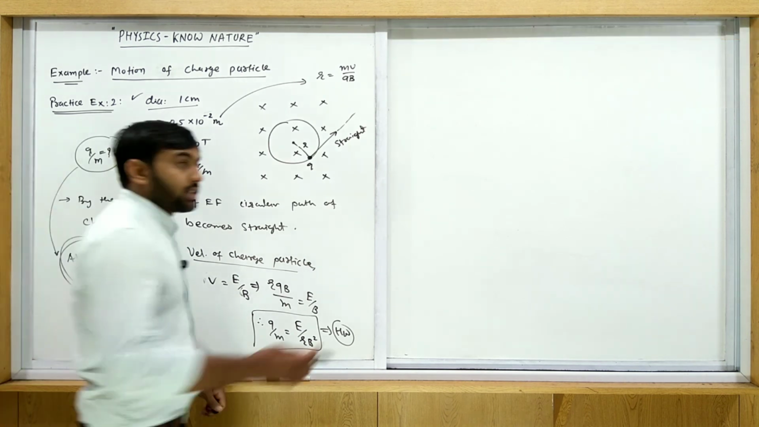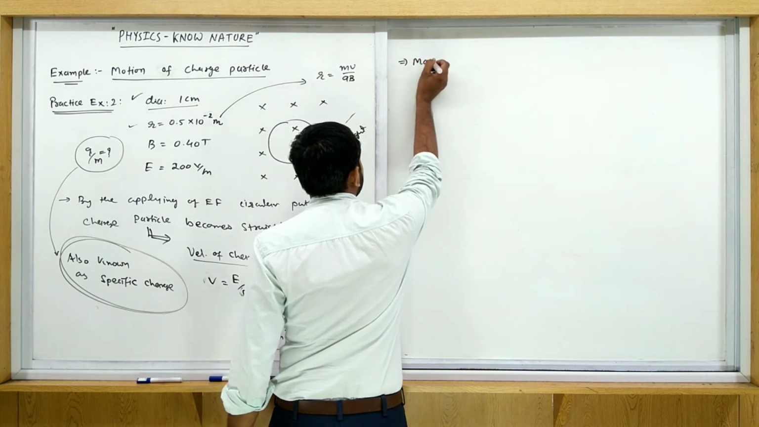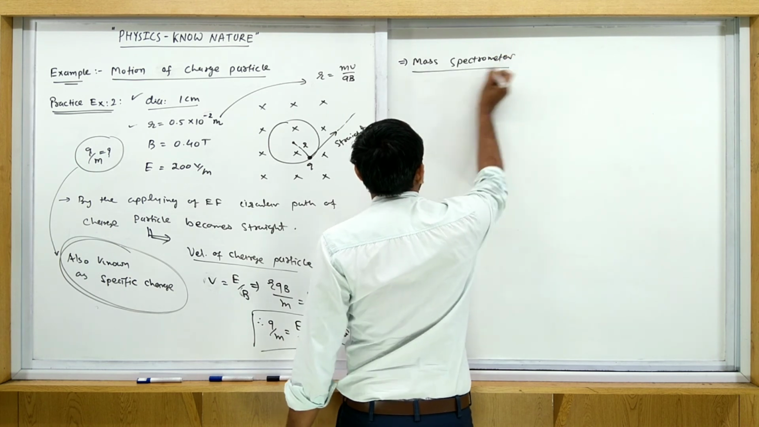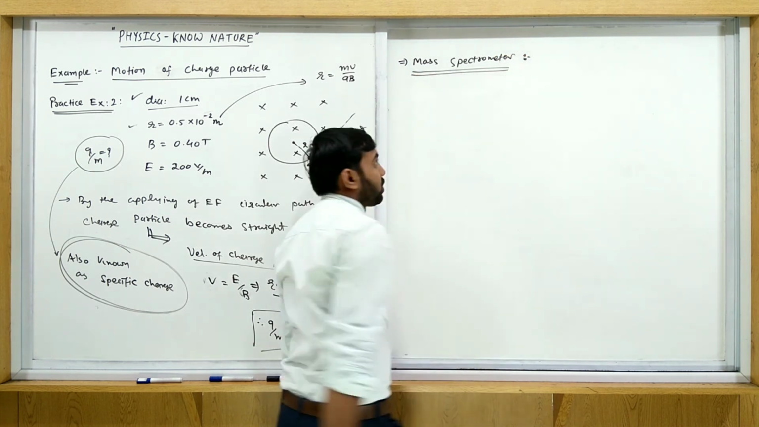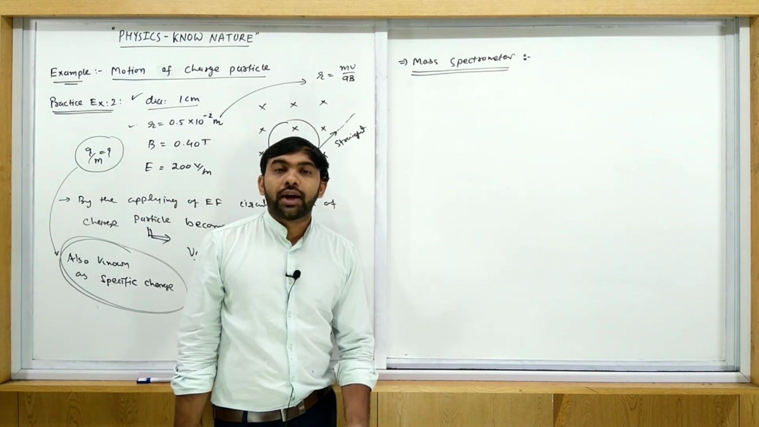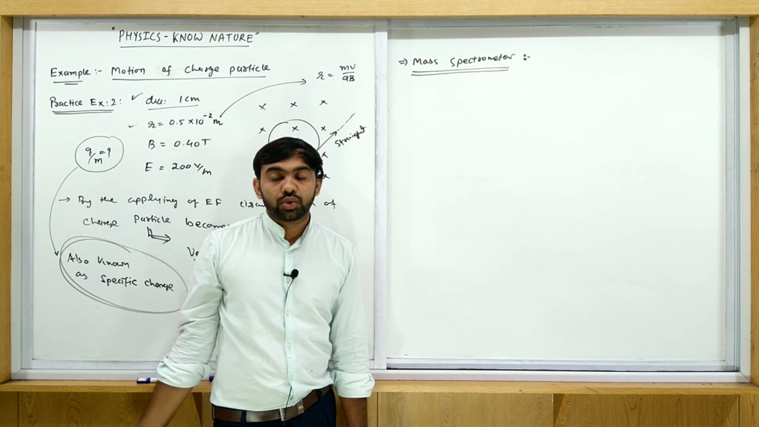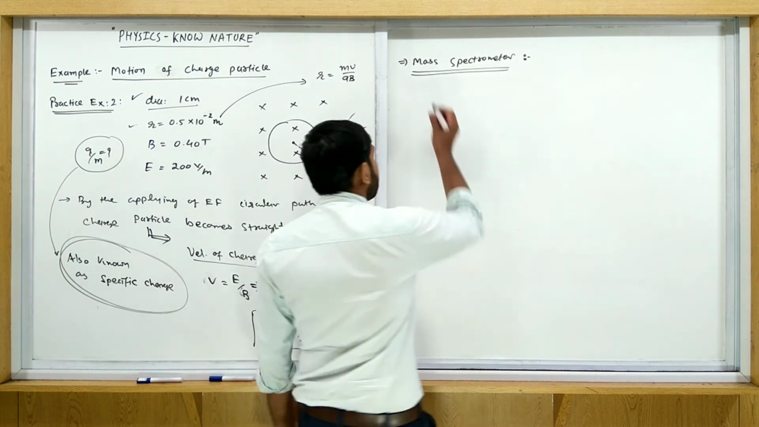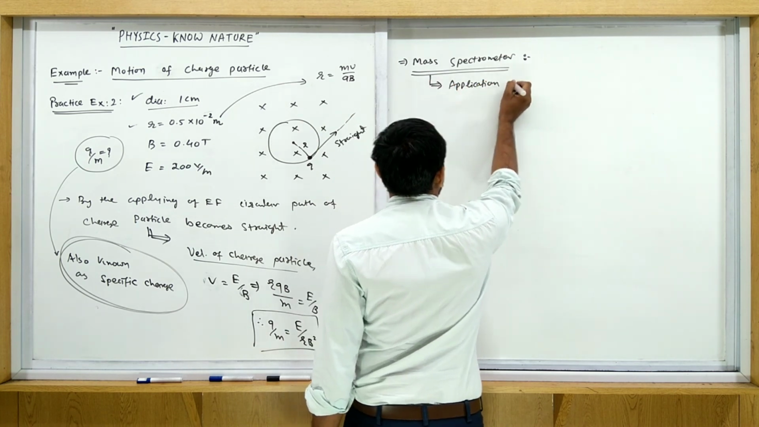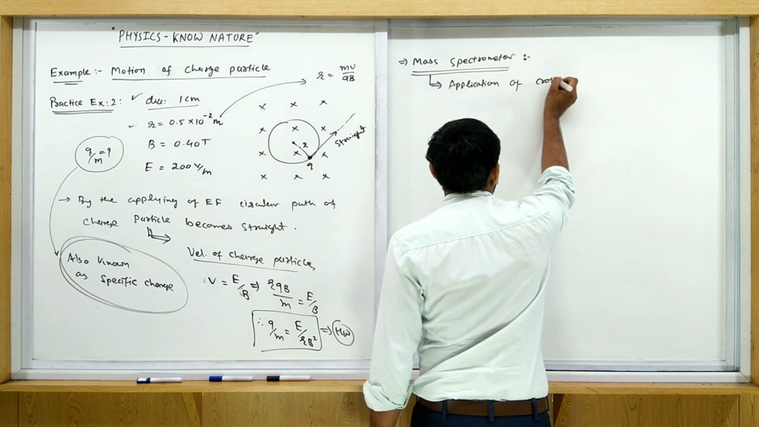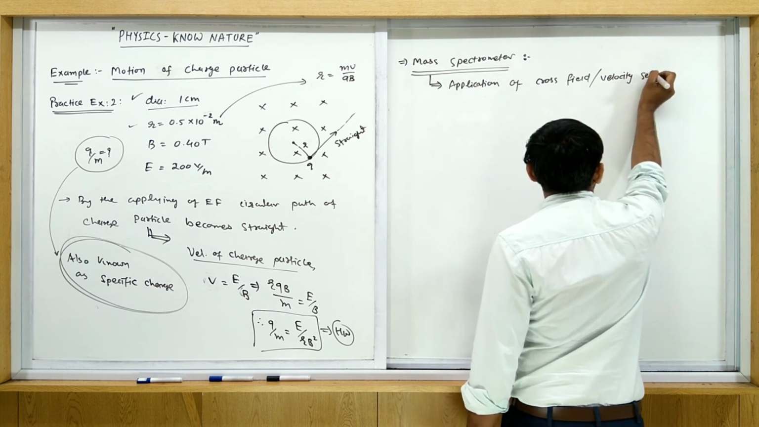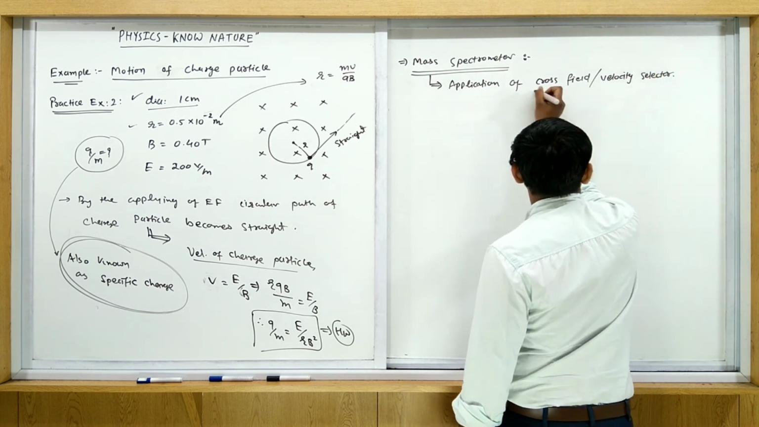Okay, now let's come to this topic about the mass spectrometer. Actually, what is a mass spectrometer? Mass spectrometer is one application of a cross field, one application of a velocity selector, to find the charge to mass ratio. Okay, this is the first application of a cross field, or we call it a velocity selector. ये उसकी application है.